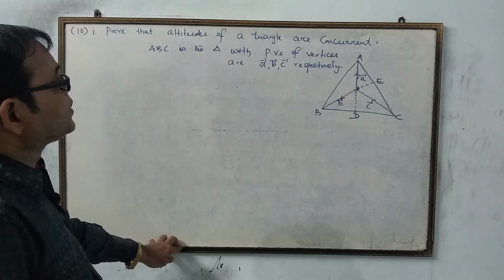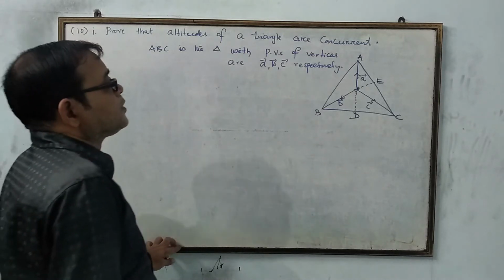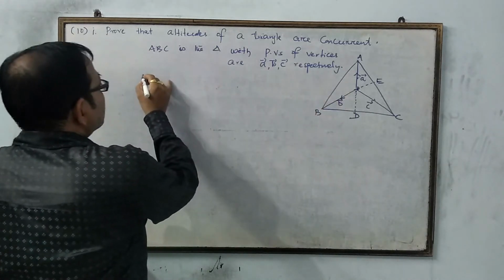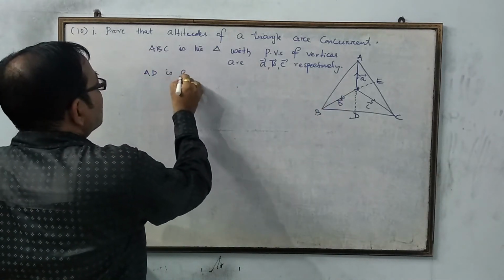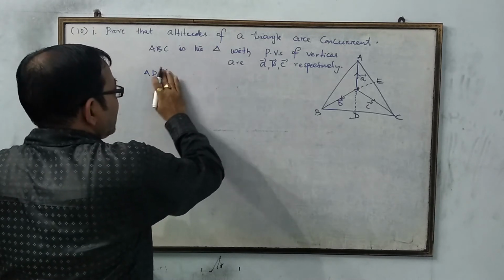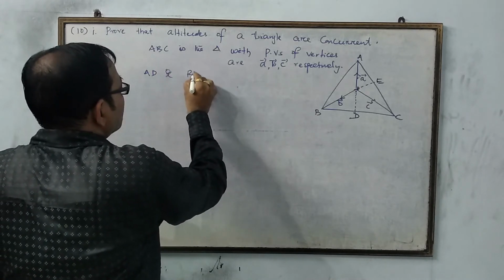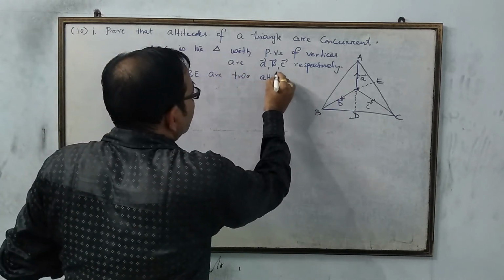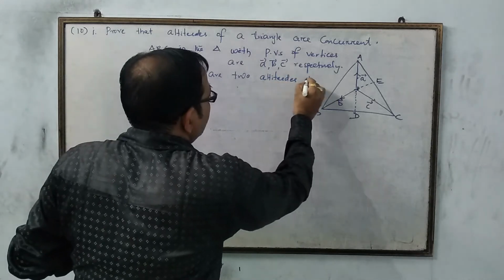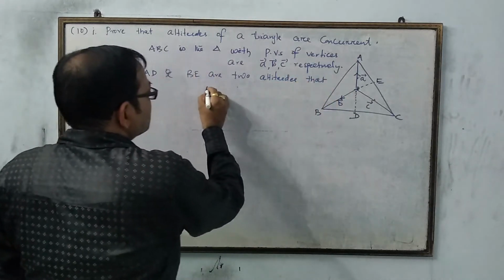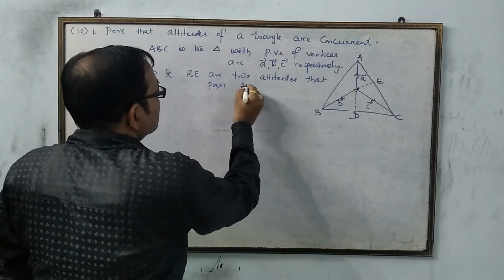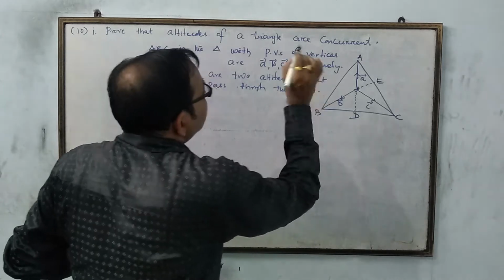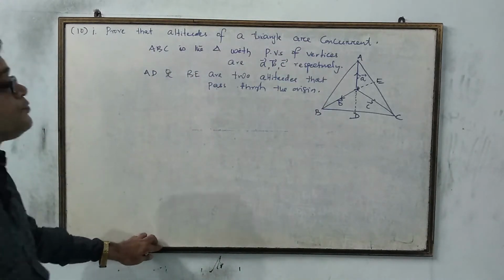Question: you have to prove that altitudes of a triangle are concurrent. AD is an altitude and BE is also an altitude. AD and BE are two altitudes that pass through the origin.